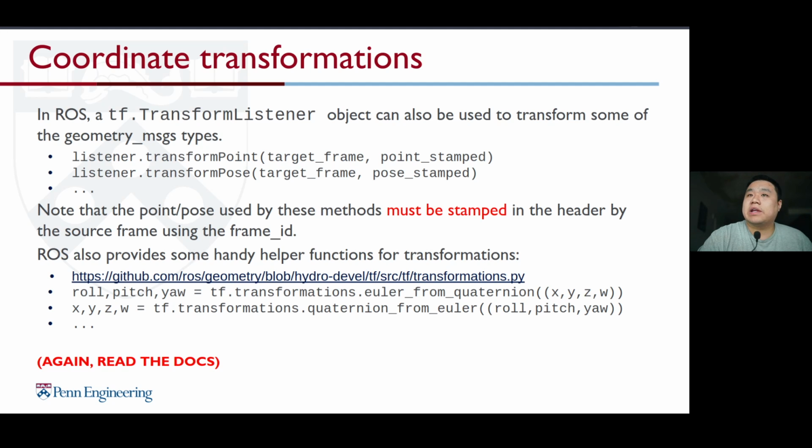ROS also provides some handy helper functions for transformations. For example, in the tf.transformations module, you have things like converting a quaternion to an RPY convention, or if you have an RPY convention, finding the corresponding quaternion. Again, I recommend going through the file. There are a lot of handy utility functions that you can use if you try to do the transformations yourself. Again, read the documentation. There are a lot more detailed descriptions of what all these methods do.